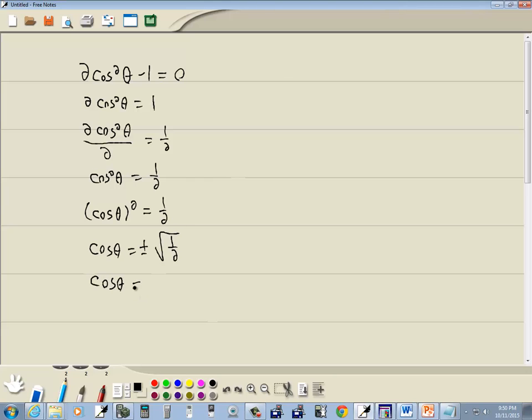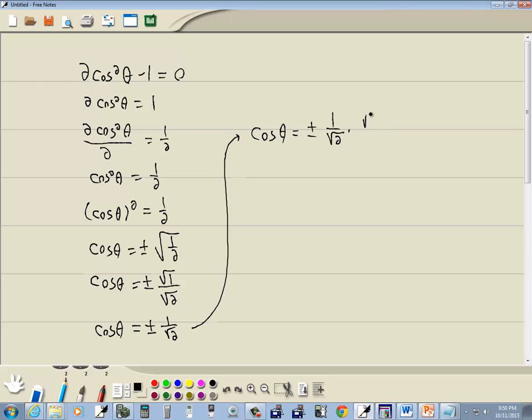Well, we don't want a fraction inside of a square root, so I'll split it up, put a square root on top, square root on the bottom. And that gives us cosine theta is equal to plus or minus 1 over square root of 2. And we'll multiply top and bottom by the square root of 2, because we can't have the square root down in the denominator. And we get cosine is equal to plus or minus square root of 2 over 2.